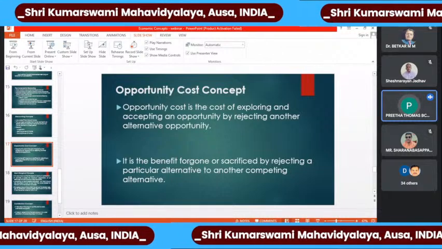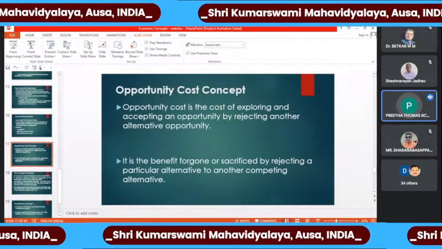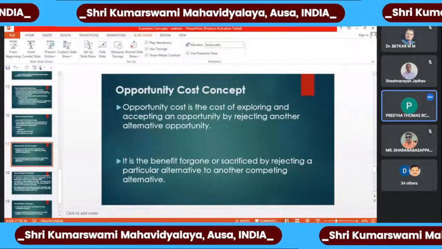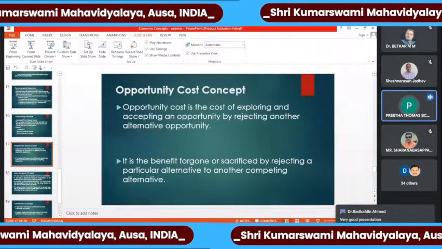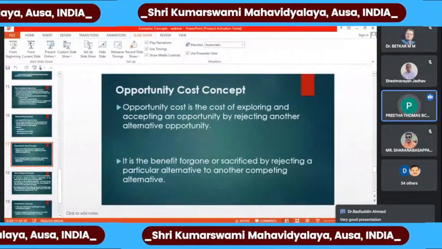Right? So that is what is known as opportunity cost. So we can give lots of examples. The opportunity cost of funds that we invest in our business is the amount of interest you could have got if you had put it in a bank, right? The opportunity cost of using an idle machine is, of course, zero.